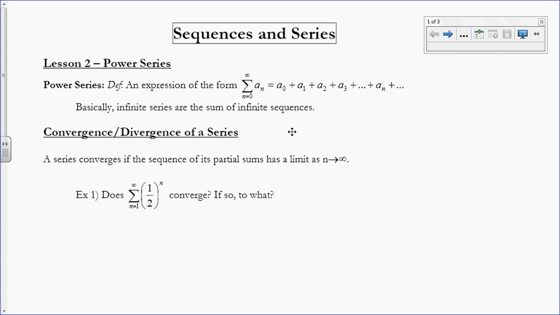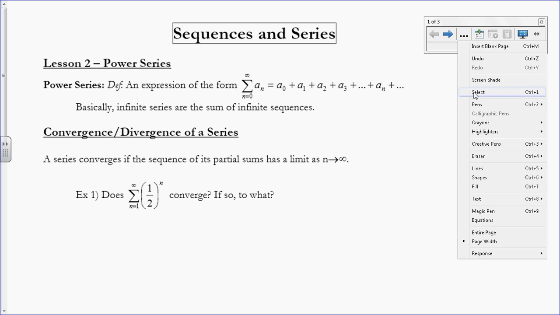So the first thing we talk about to lead us there is power series. A power series is an expression of the form a sub n equals a sub 0 plus a sub 1 plus a sub 2. Basically, any type of expression here, and as you plug in n, you get a whole bunch of terms. Those terms can be numbers, they can be letters, they can be a little bit of both. But really what you're going to notice is they're all separated by pluses. So a power series is really an infinite series, the sum of an infinite sequence.